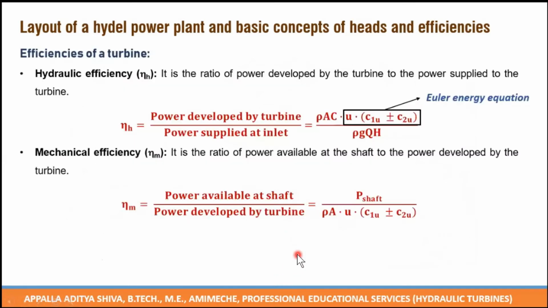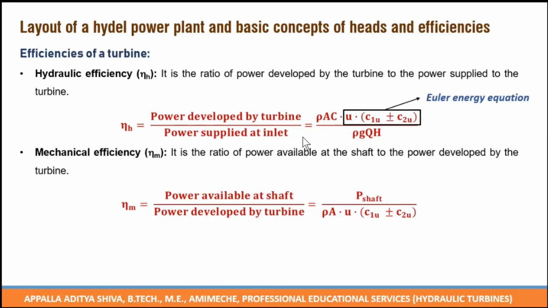Now, what are the efficiencies of a hydraulic turbine? We have four sorts of efficiencies of a hydraulic turbine. One is the hydraulic efficiency, that is the power developed by the turbine to the power supplied at the inlet. This is a ratio. The formula is given here. Rho A C, C is the velocity, into this particular equation. This is called the Euler energy equation, which is used to calculate the work done for all turbo machines, hydro and thermal.